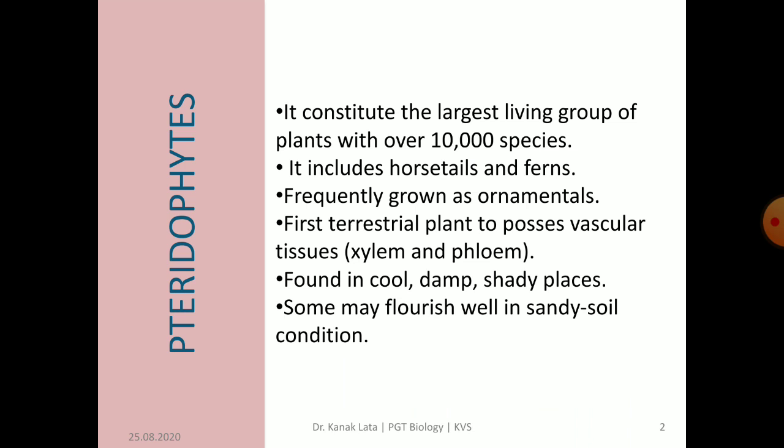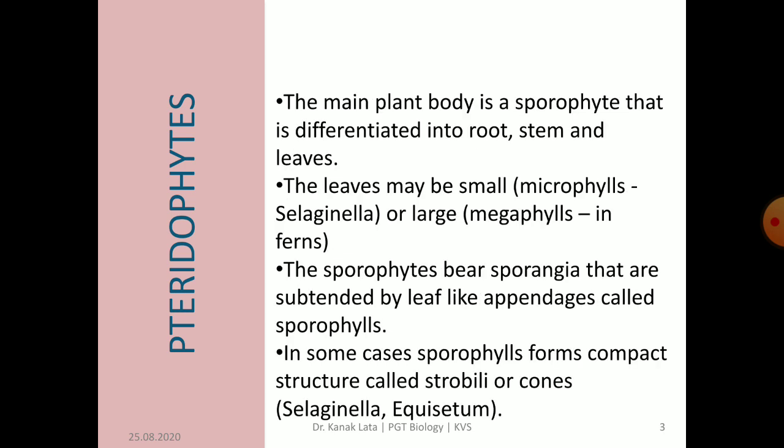Pteridophytes are the first land plants having vascular tissue, that is xylem and phloem. Habitats of pteridophytes are cool, damp and shady places, but some may grow well in sandy soil conditions. The main independent plant body of pteridophytes is the sporophyte, and it is differentiated into roots, stem and leaves.